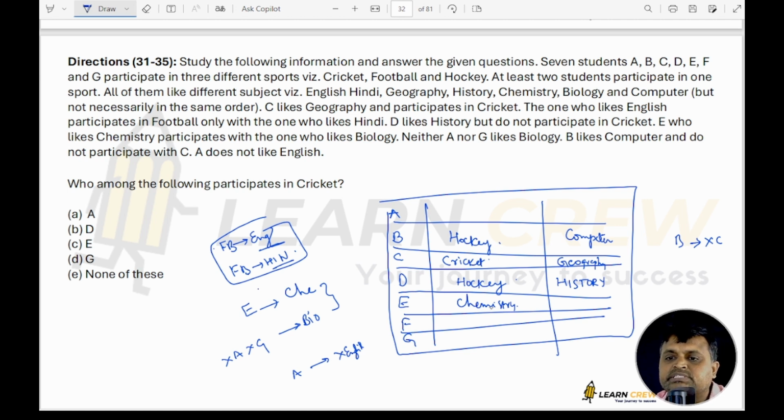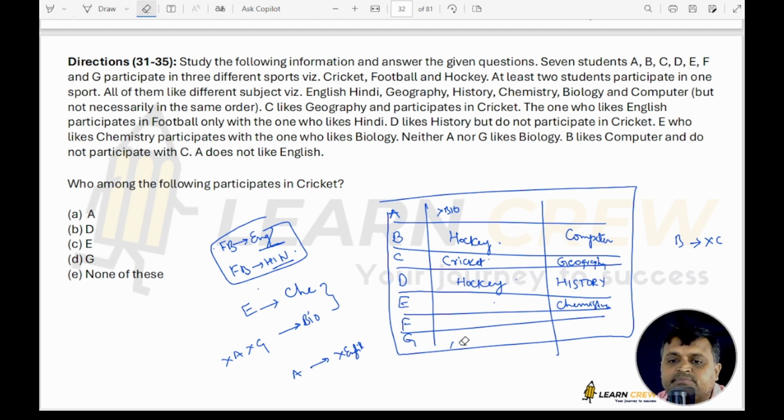Okay, so here E's subject is chemistry, so chemistry has to be in the subject. Now for B and D, the sport is fixed, and C's sport is also fixed. Next, neither A nor G likes biology. It is not biology, it is also not biology, right?